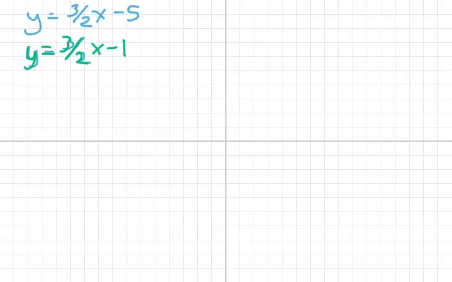So I'm going to graph these. I'll graph the first one. We're going to go down to negative 5: 1, 2, 3, 4, 5. The slope is 3/2, so I go up 1, 2, 3 over 2. I can also go down 3, 1, 2, 3 over 2. So here's that one.